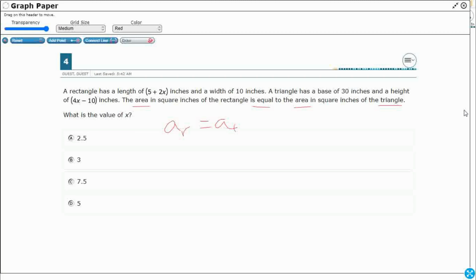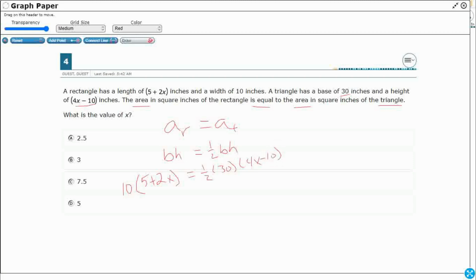So we have to remember that the area of a rectangle, right, is going to be base times height. The area of a triangle is 1/2 base times height. So now we start substituting. So a length and a width, we can use that as base times height. So my area of my rectangle is going to be 5 plus 2x, and then let's multiply that by 10. Right, so we are going to need to distribute this out because that's what the standard is really testing, the distributive property. And then my 1/2, got a base of 30. And then my height, of course, is going to be something I need to distribute out, 4x minus 10.